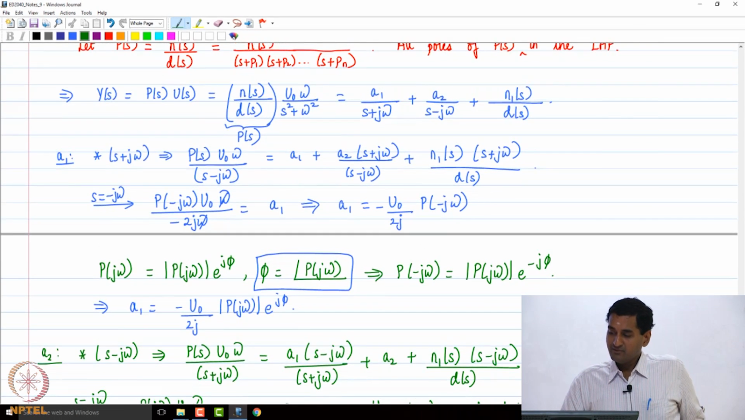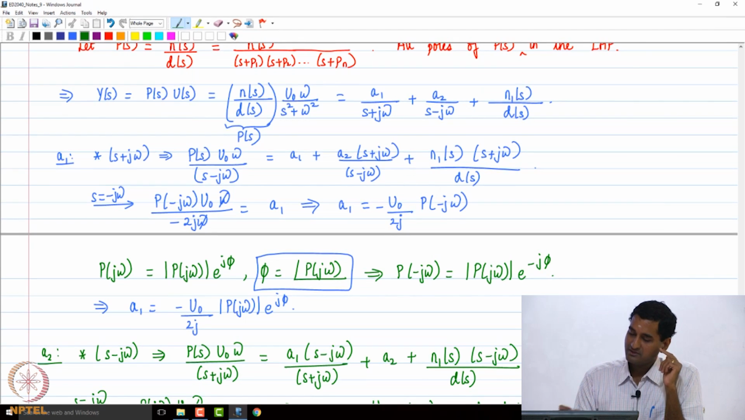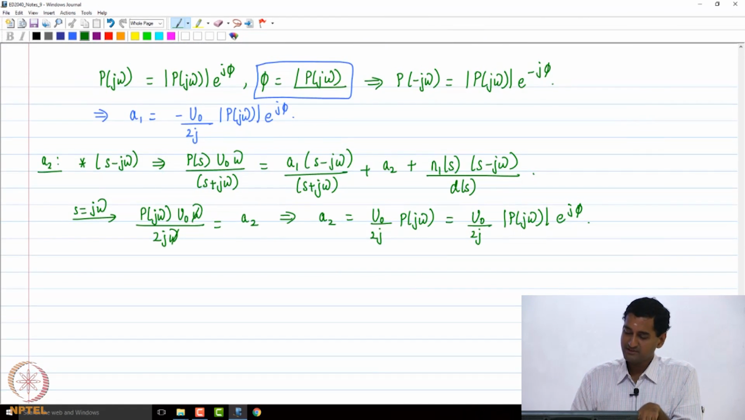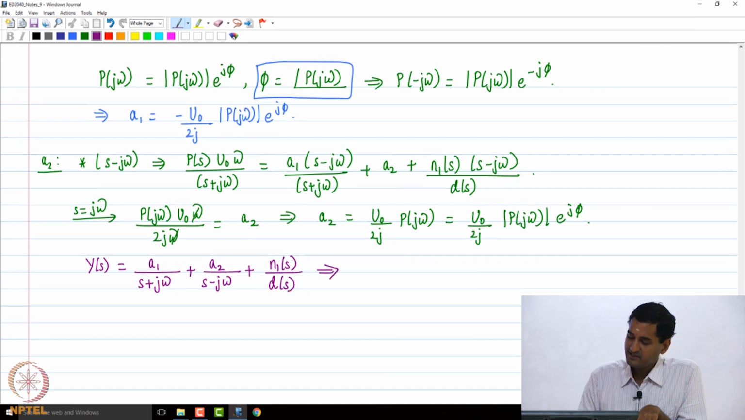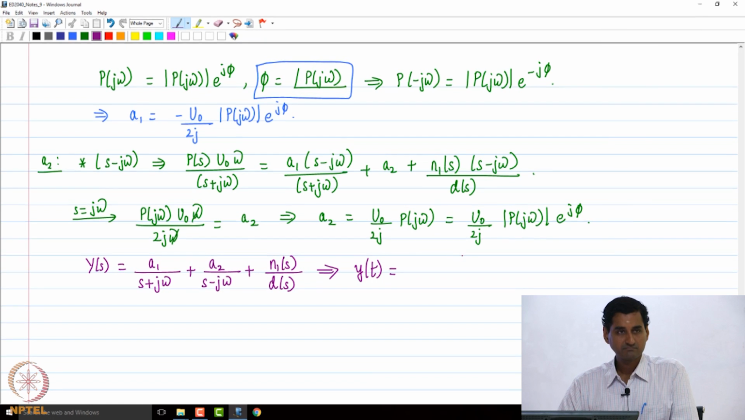Now, let us go back here. Our y of s is going to be A1 divided by s plus j omega plus A2 divided by s minus j omega plus N1 of s divided by d of s. Let me write it down. Our y of s is going to be A1 divided by s plus j omega plus A2 divided by s minus j omega plus N1 of s divided by some d of s. This immediately implies that if I take the inverse Laplace transform, what will I get?